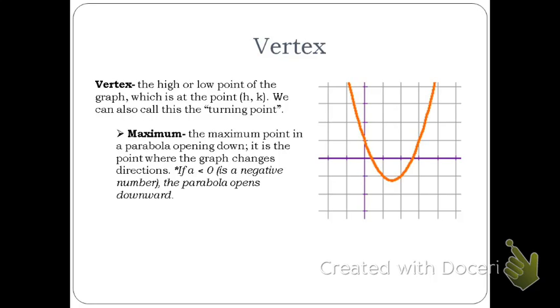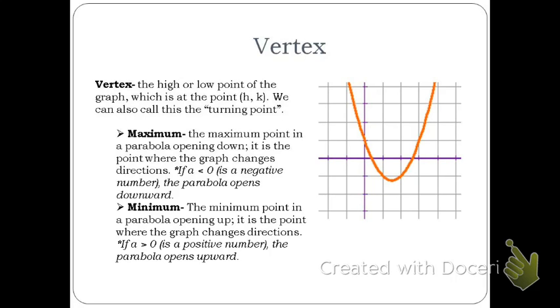When you hear the word maximum, the maximum point in a parabola opening down, it is the point where the graph changes directions. If a is less than 0, basically if it's negative, the parabola will open downwards. In this picture, it's opening upwards. So this point right here is the vertex, and that would be the minimum point.